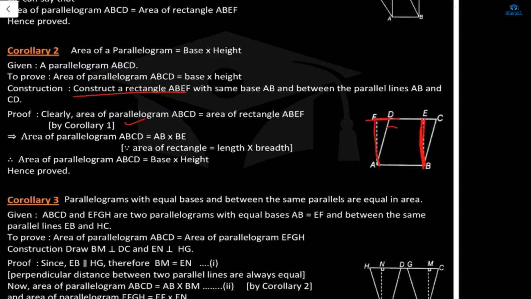Now this length into breadth, AB into BE, is also equal to the area of the parallelogram. Here this AB becomes the base and BE becomes the height in the parallelogram ABCD, because it is the perpendicular distance between the two parallel lines. Understood? That is why the area of the parallelogram is equal to base into height. Any doubt? Anybody? No, ma'am.